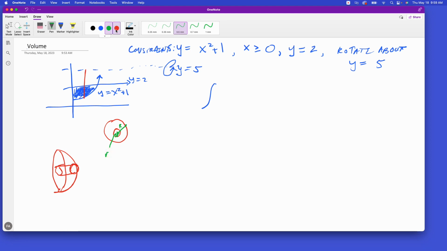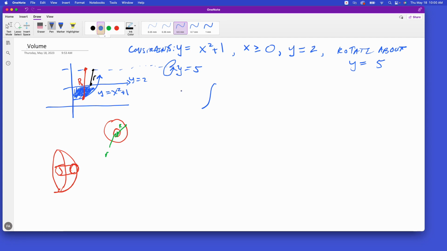So we have this outside radius that goes from the axis of rotation to the outside edge of our figure, which we'll call big R. And then we have our inside radius, which goes from here to here, and that'd be little r. That'd be that distance right there. Okay, so those are those pieces.